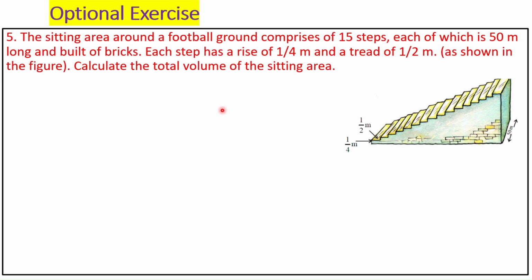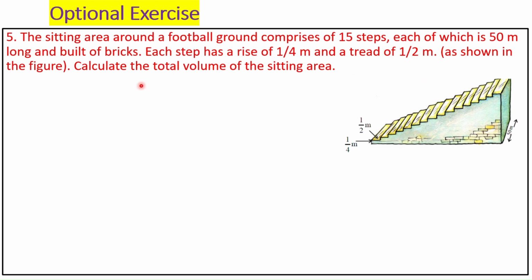Okay, the sitting area around a football ground comprises of 15 steps. If you see here, there are 15 steps, as shown here. Each step has a rise of 1/4. Okay, so this height is 1 by 4 increment for each step. And the tread of 1 by 2 meters. Okay, this is 1 by 2 meters. 1 by 4 meter of the height, 1 by 2 meters of the width for the step.